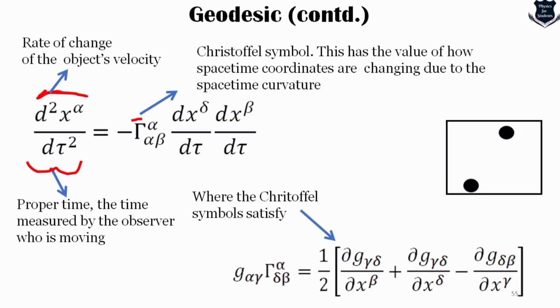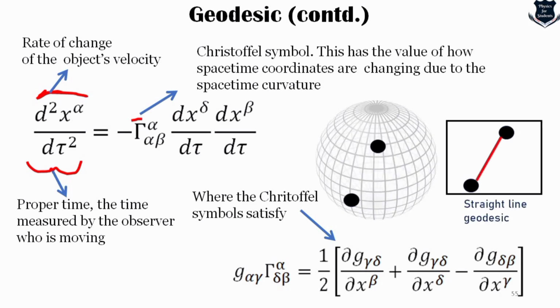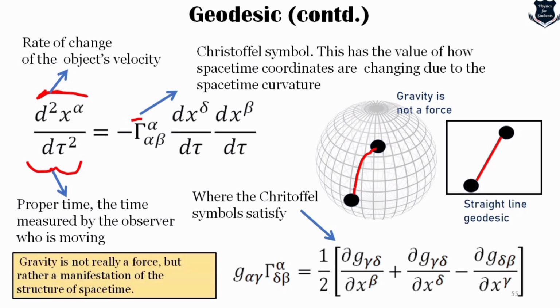That means for a straight line between 2 points, this is called a straight line geodesic, and where gravity is present, it causes the curvature. So that is why it takes a curve, and that is why gravity is considered not to be a force. Very important concept about geodesic. Gravity here is not really a force, but rather a manifestation of the structure of space-time.